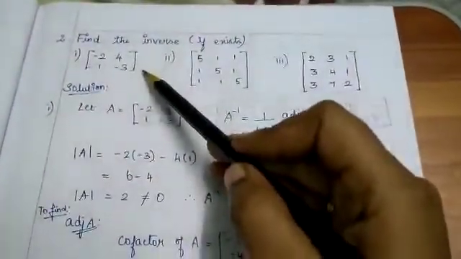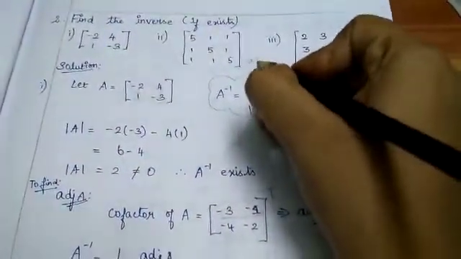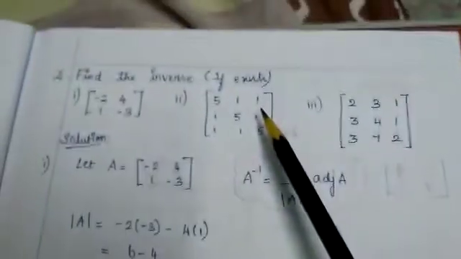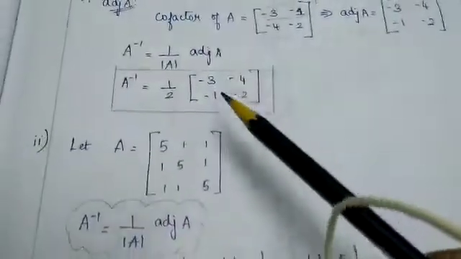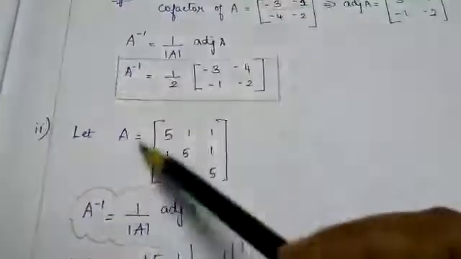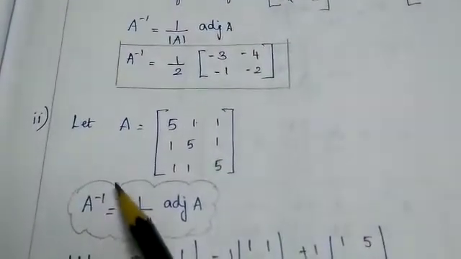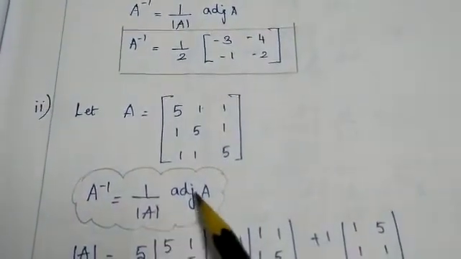The second part, part C, is a 3 cross 3 matrix, whereas the previous one was 2 cross 2. I'm taking the given element as A. So A inverse equal to 1 by determinant A into adjoint A.